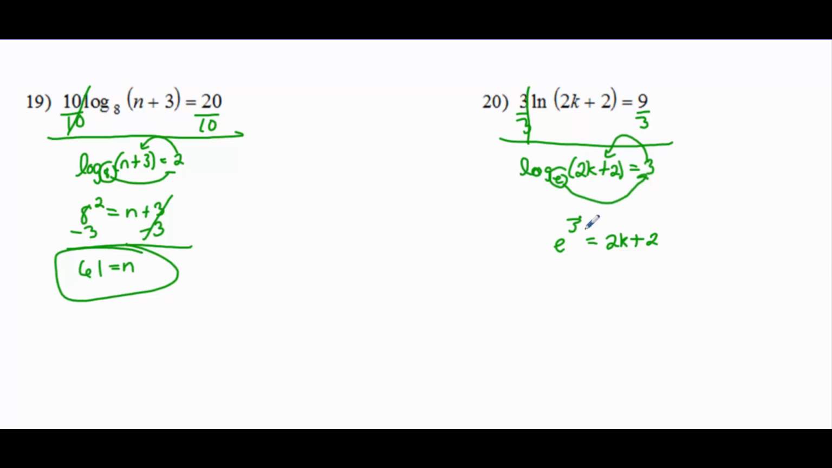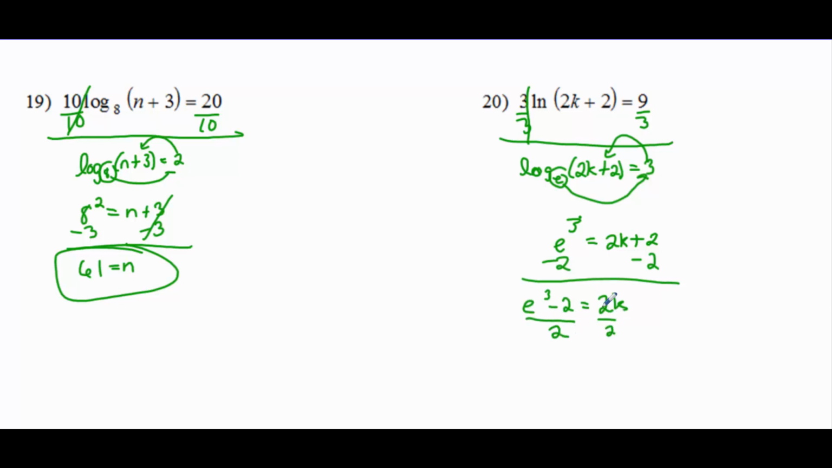Now, e cubed you can find on your calculator. You can do second ln and it'll put e, and it'll let you put 3 inside of a power, and then you can keep going with subtracting 2 and then dividing by 2. But what's actually better to do is to just not even worry about finding e cubed.